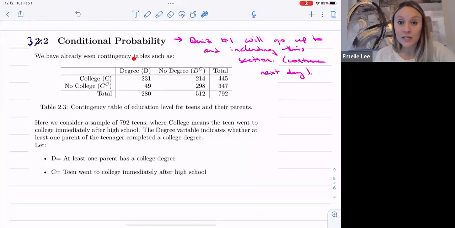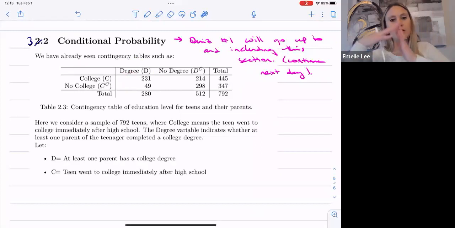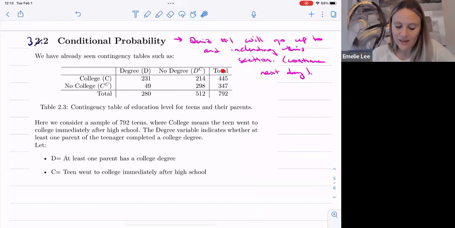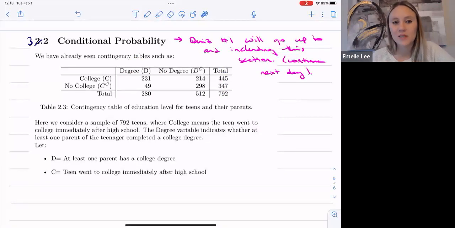Okay, so we've already seen contingency tables, and that's where I made you practice this idea of conditional probabilities. They look like 2x2 tables or more, but we're going to focus on 2x2 tables. Often we put the totals in the margins, and we can convert these to probabilities and do all kinds of fun things. But now we're going to use these values to answer probability questions.